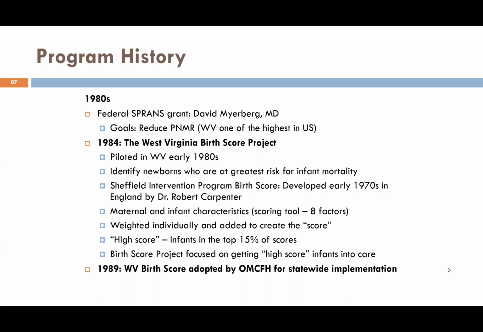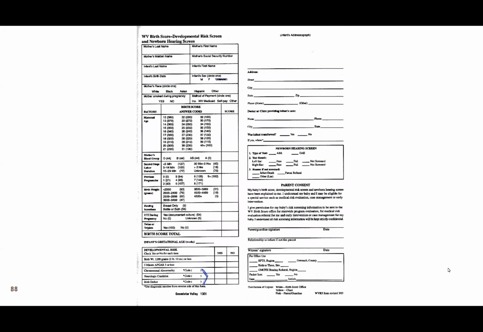You can go to the next slide. I don't know how clear that comes up on everybody's screen, but this was the actual first birth score that was implemented in the state. On the left side in the middle, there are the 8 factors that contribute: maternal age, blood type, second stage labor duration, previous pregnancies, and so on. When you added those weighted values all together, the highest 15% of scores were considered a high score. Those were the infants we were really trying to focus on, getting them appropriate care, since those were the ones most likely to die within the first year of life.